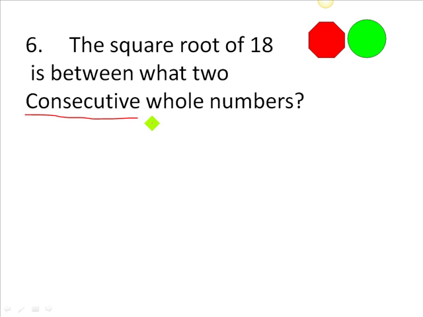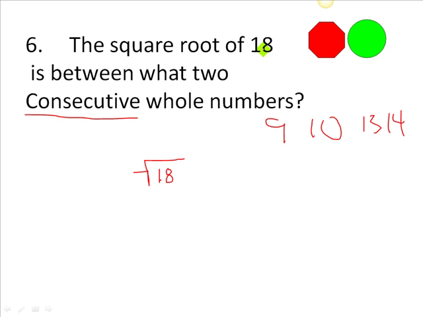First of all, consecutive just means that they come together on the number line, like 9 and 10. So we have 9 and 10, or 13 and 14. Those are consecutive numbers, and they're whole numbers. So the square root of 18 comes between a couple of whole numbers, but what 2 whole numbers?